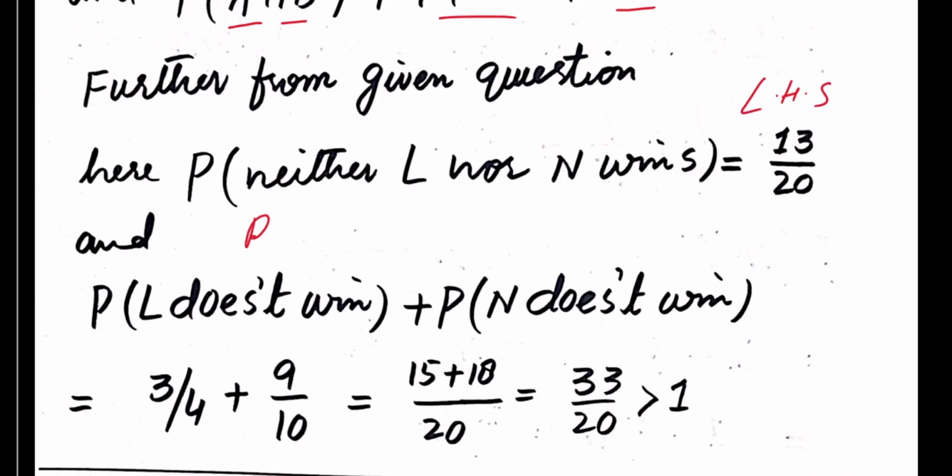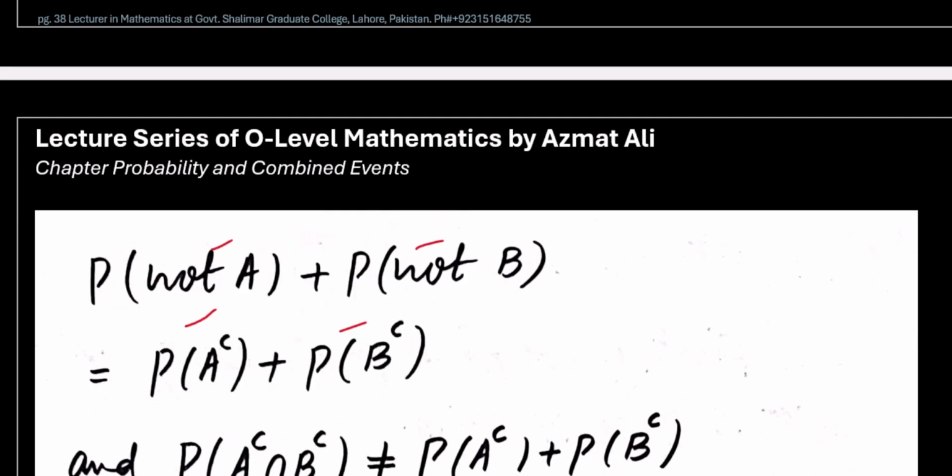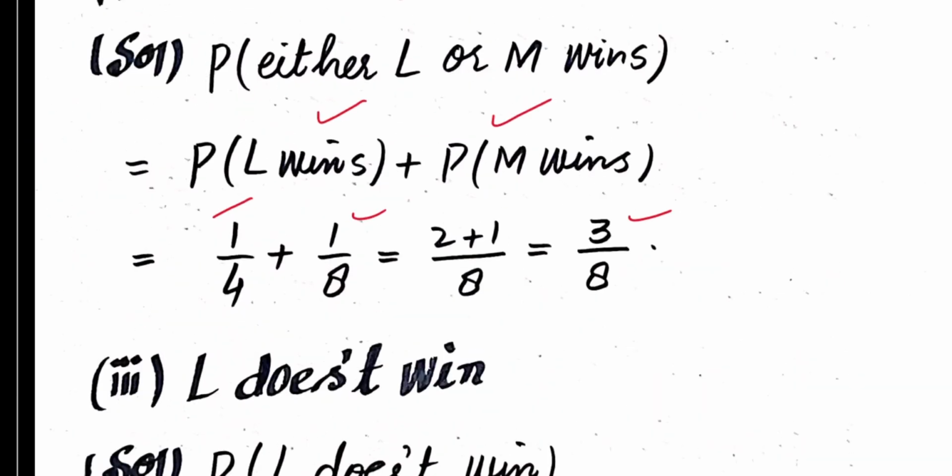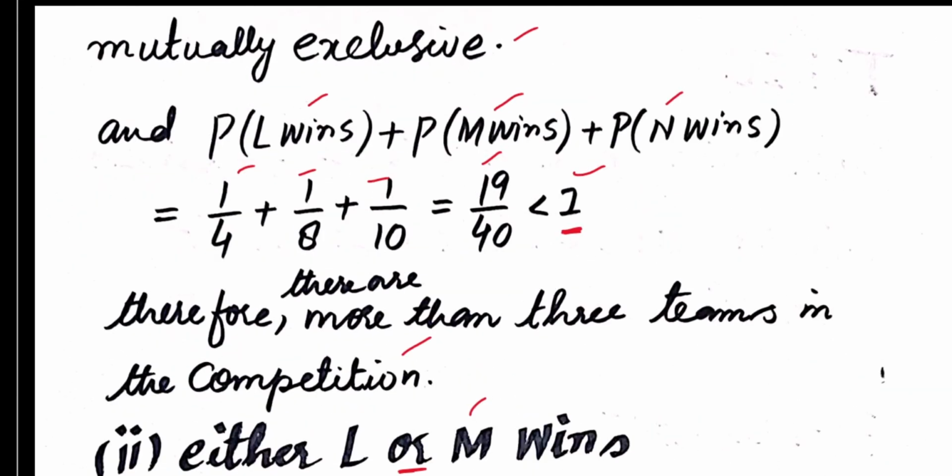And if we find the right hand side, that is the probability of L does not win plus the probability of N does not win. L does not win has a probability 3 over 4. N does not win has a probability 9 over 10. This can be simply calculated as: probability of L win is 1 by 4, so its complement is 3 by 4. Probability of N win is 1 by 10, so its complement is 9 by 10.